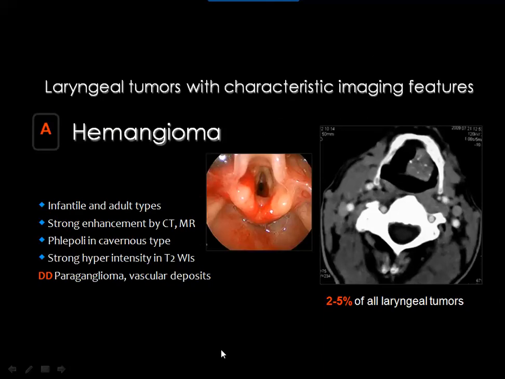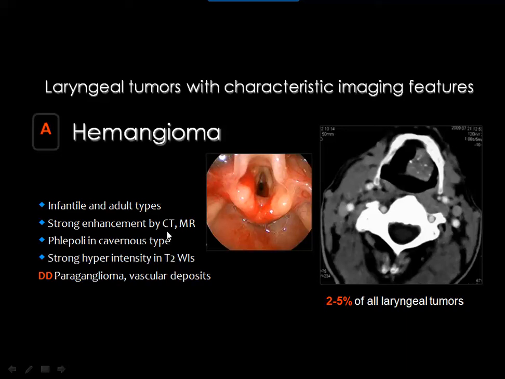Then we come to some of the tumors and masses that can be seen in the larynx, but they are not as common as laryngeal cancer. One of these is the hemangioma of the larynx, and the hemangioma can be seen in adults and also in children.